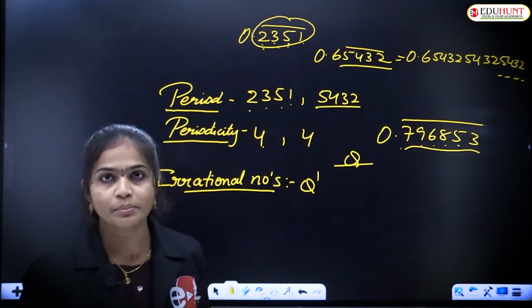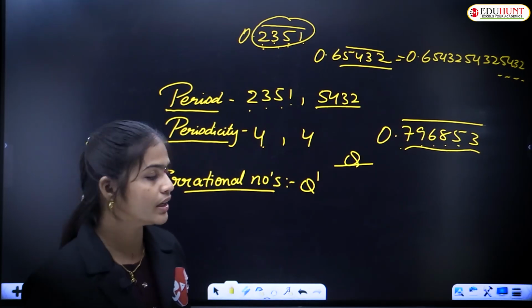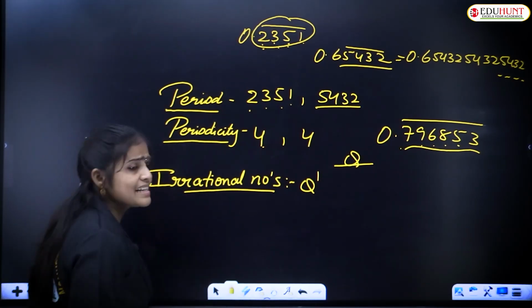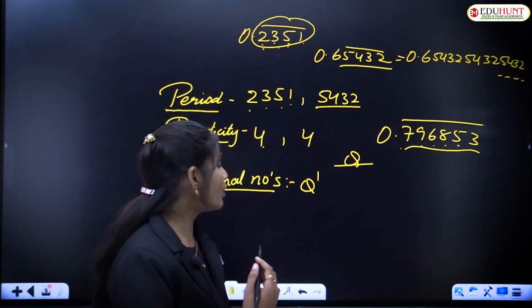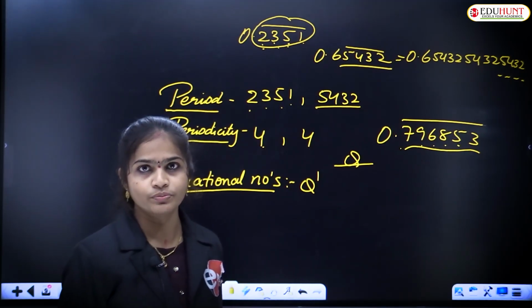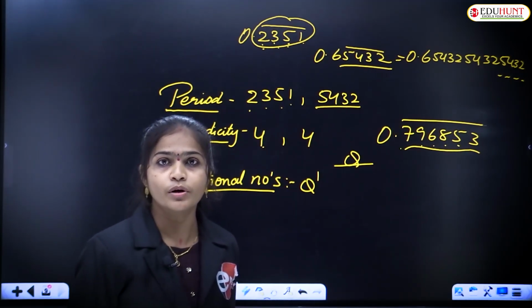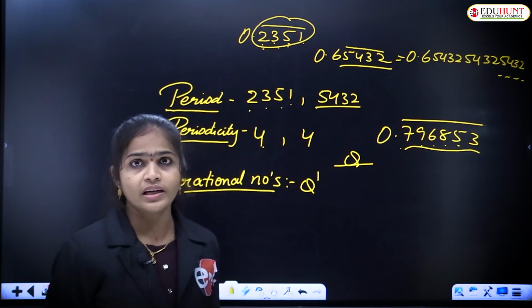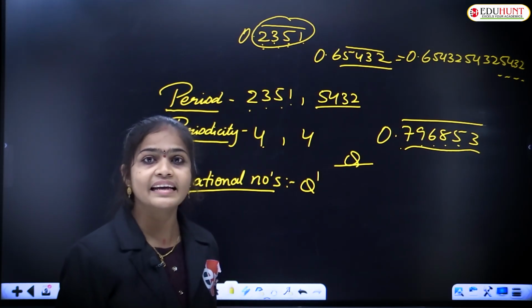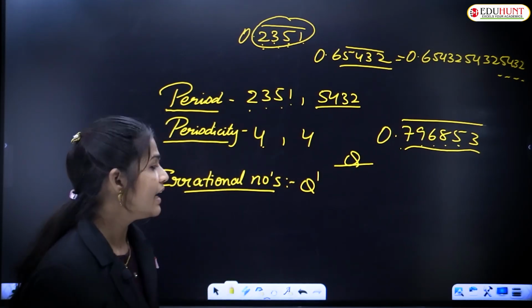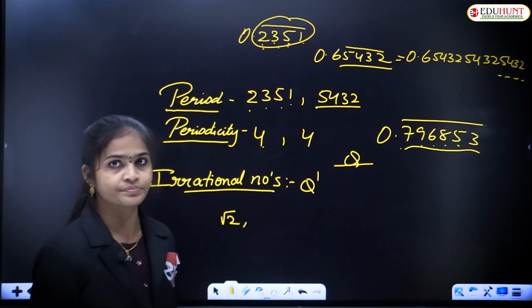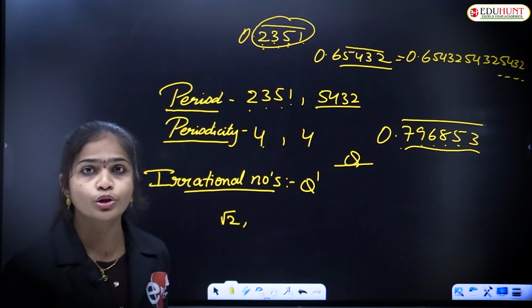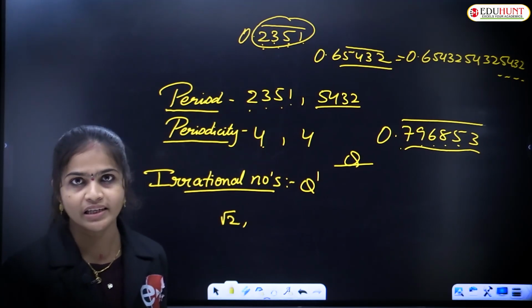Irrational numbers are denoted by the letter Q dash. So irrational numbers mean what? The numbers which cannot be written in the form of P by Q. Those numbers are known as irrational numbers. Here we can say that root 2 is an irrational number. Why? Because the root 2 value is 0 point something you will get.